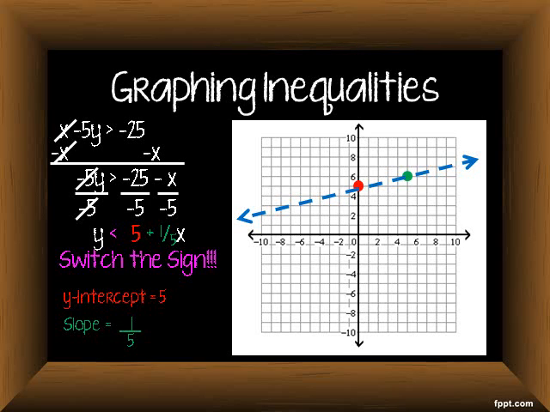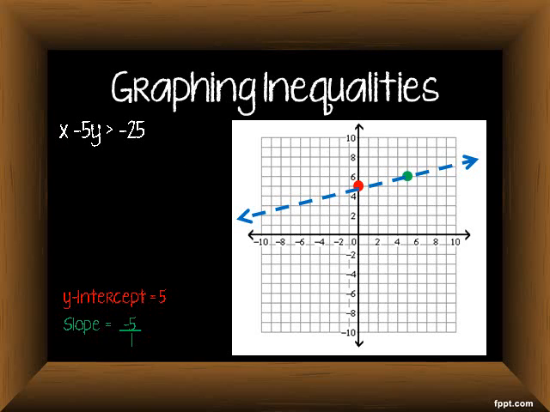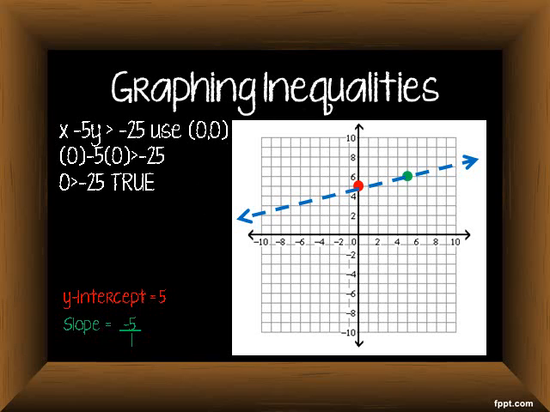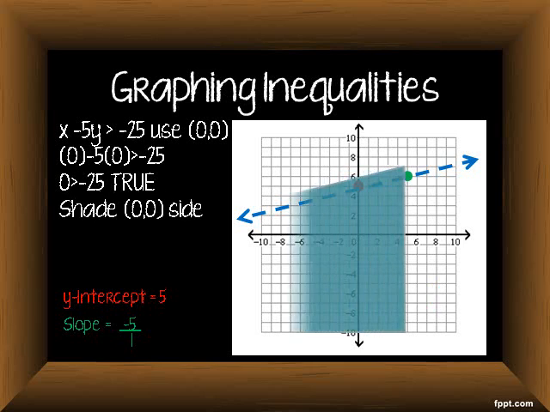Now we decide where to shade, so let's pick our test point. Again, I like the point 0, 0. Pick what you like. And I'm going to plug in 0 for x and 0 for y into my original inequality. When I do that, I end up with 0 is greater than negative 25. Well, guess what? 0 is greater than negative 25. So that is a true statement. That means that the test point I used, 0, 0, is a part of this inequality solution set, and it needs to be included when I shade it in. Therefore, let's shade that 0, 0 side.